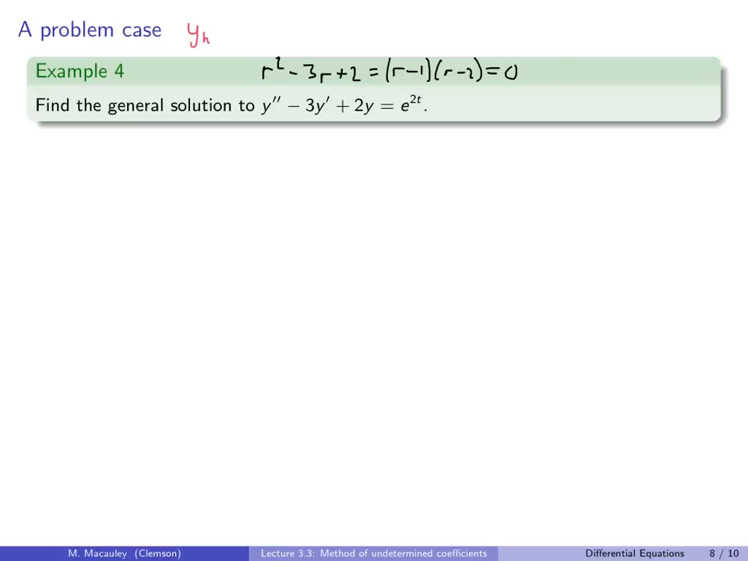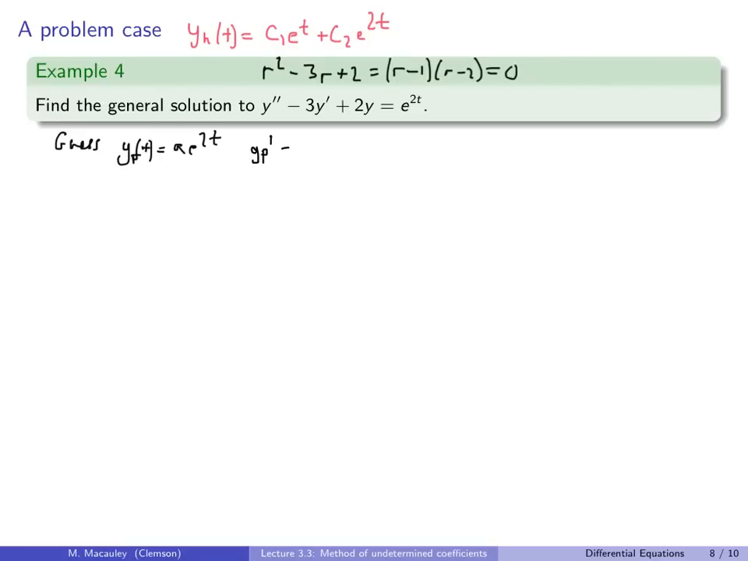So our homogeneous solution is c1 e to the t plus c2 e to the 2t. So let's proceed as before. It doesn't look that bad. And guess that there's a solution of the form y_p of t equals a e to the 2t, of the same form as the forcing term. Okay, so let's take some derivatives and plug this back in.